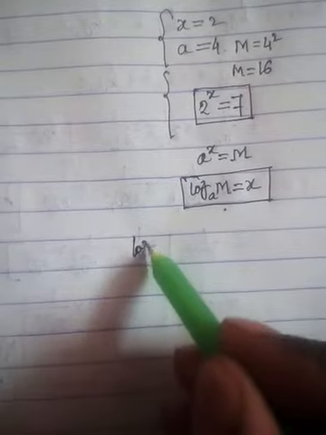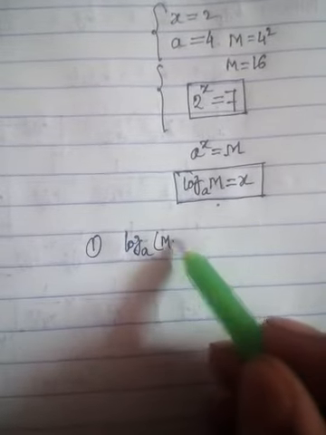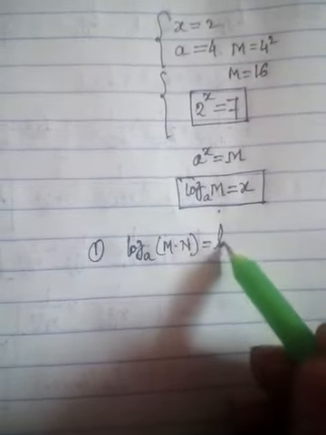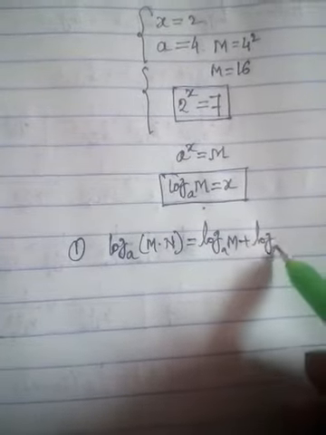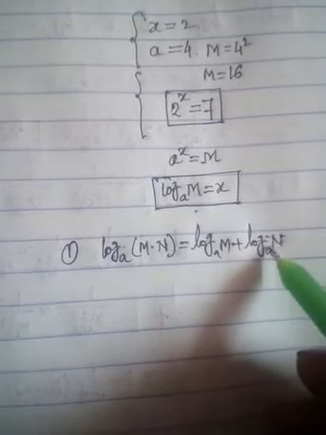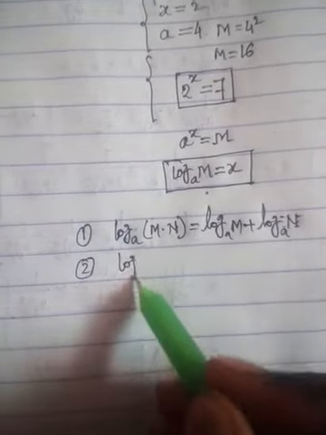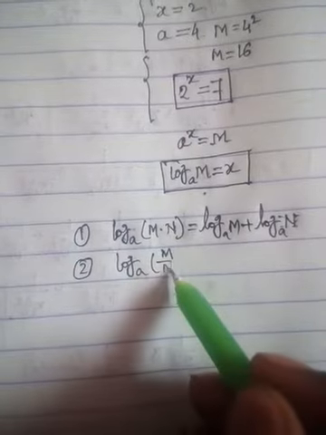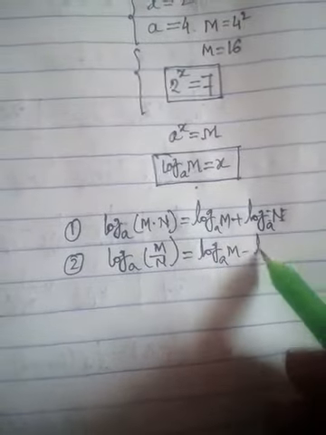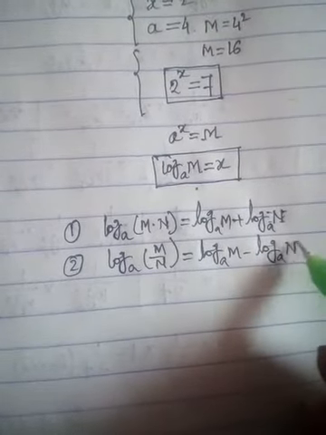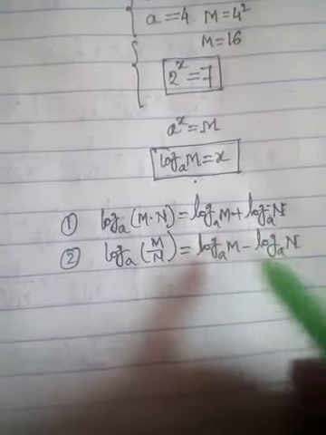First, log a of m into n equals log a m plus log a n. I'll derive the formula later. Number two, log a of m by n equals log a m minus log a n. In case of division it will be negative and in case of multiplication it will be positive, so mind it.